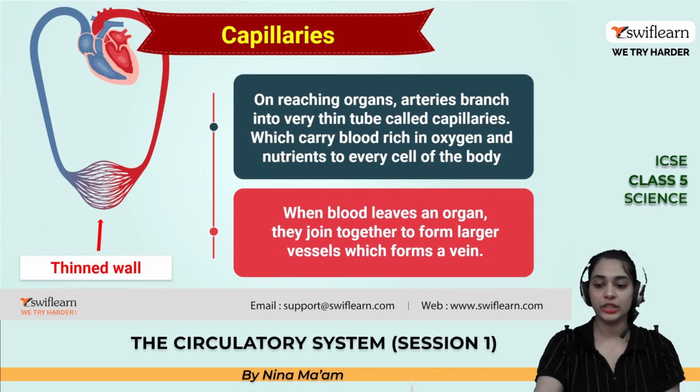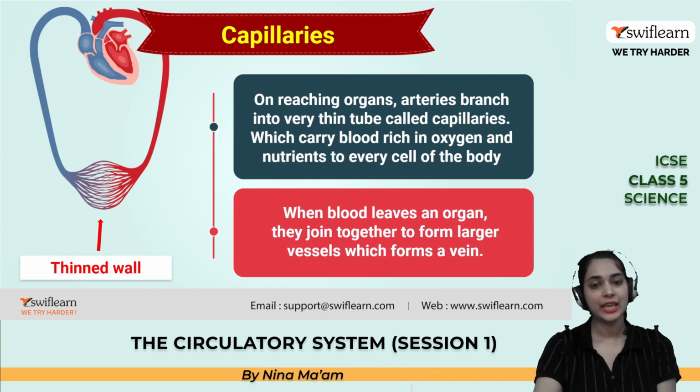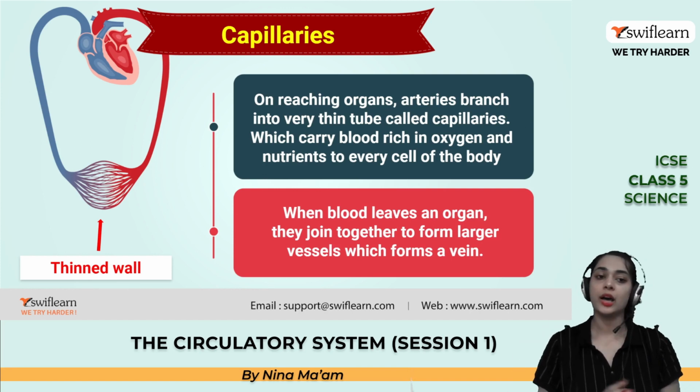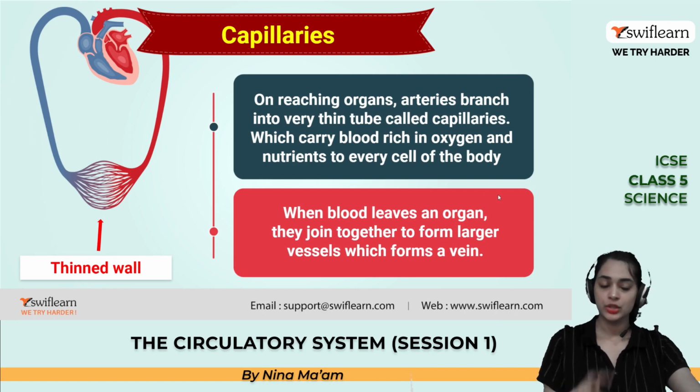It helps with the coordination of the arteries and veins. In addition, it facilitates the exchange of certain elements between your blood and tissues. In organs, arteries branch into very thin tubes called capillaries. The capillaries are the thinnest tubes present, and they carry oxygen-rich blood and nutrients to every single cell in our body. When blood leaves an organ, the capillaries join together to form a larger vessel, which forms a vein.